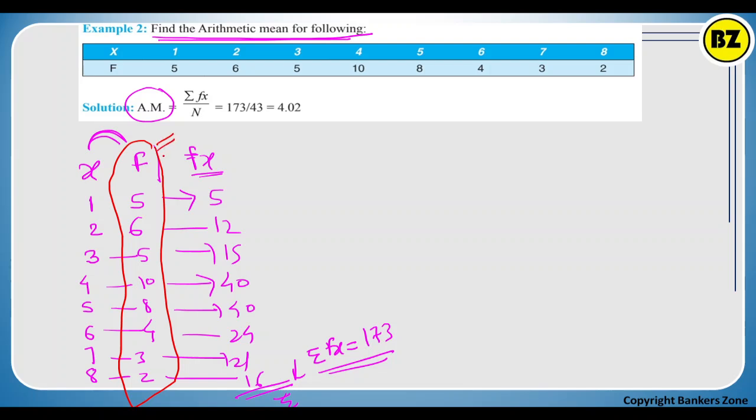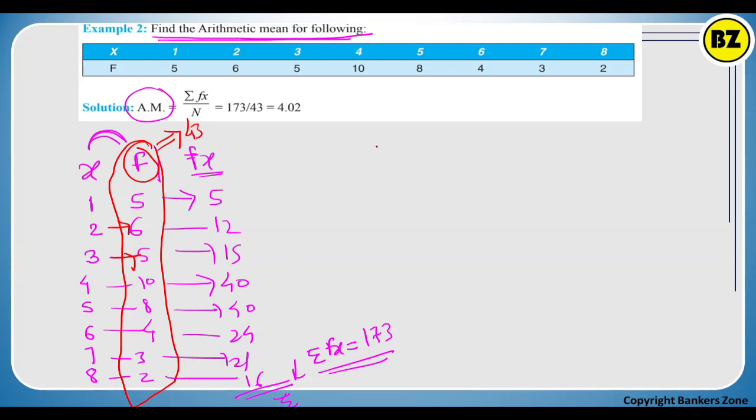Okay, and f is nothing but the frequency, and frequency is the number of times the element appears. For example, 1 appears 5 times, 2 appears 6 times, 3 appears 5 times. So that many times the element appears, that means that many elements we have. So to find the number of elements, we simply add the frequency. Here when you add the frequency, you will get 43.